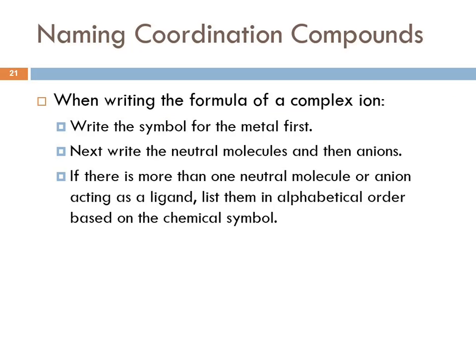So, naming coordination compounds. When we're writing the formula, we talked about naming. This is writing the formula. First, you write the symbol of the metal, and then you write neutral molecule formulas, and then anions. And if there's more than one neutral molecule or more than one anion acting as a ligand, list them in alphabetical order based on the chemical symbol. Not their name, but the chemical symbol.